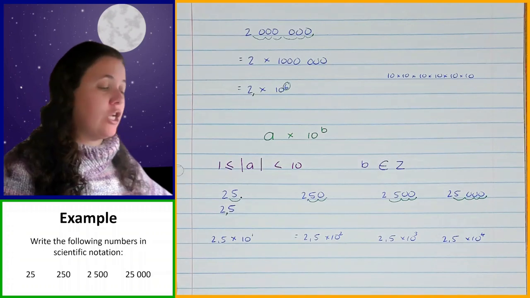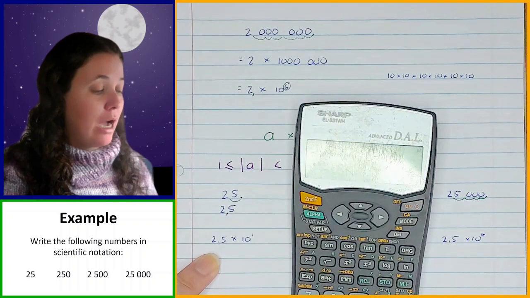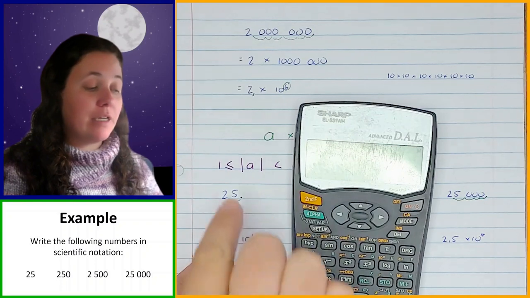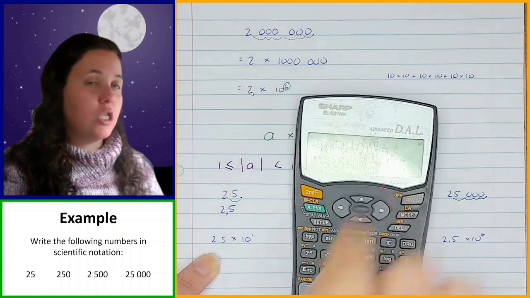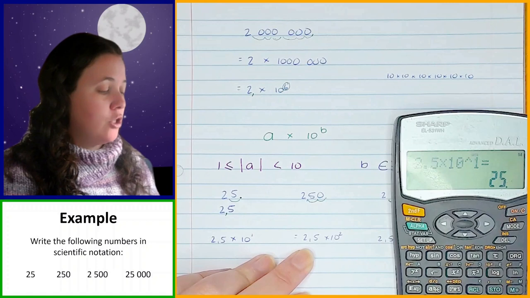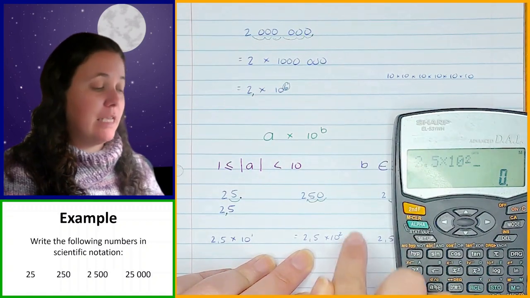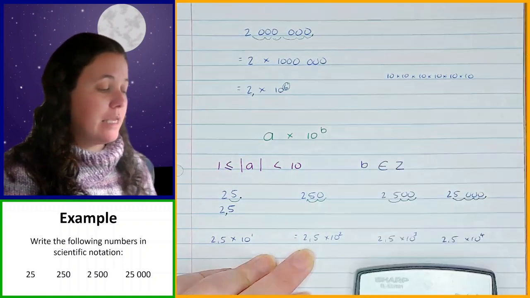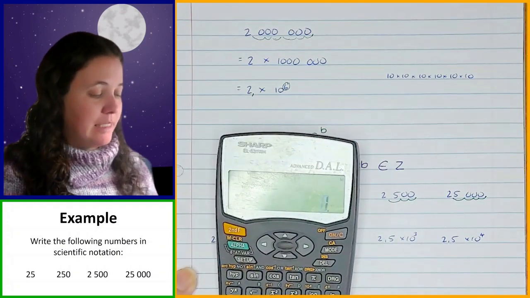And now let's go and use our calculator and check all of these. The first one I had was 25. I said that the scientific notation is 2.5 times 10 to the power of 1. Let's see if that does give us 25. So 2.5 times 10 to the power of 1 equals 25. So it means the same thing. The next one, 2.5 times 10 to the power of 2, is what I said the scientific notation is. Let's see if it is equal to 250. And yes, it is equal to 250. Then the next one, I've got 2.5 times 10 to the power of 3.